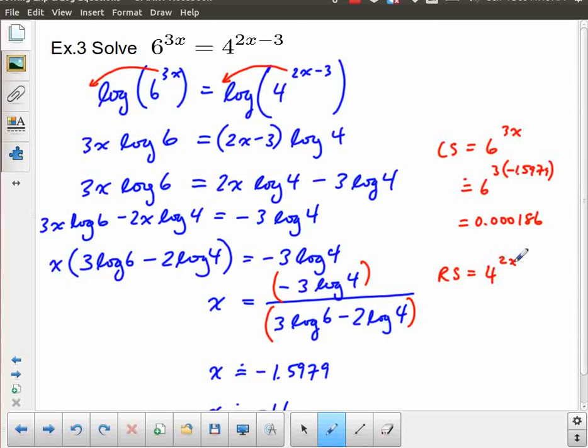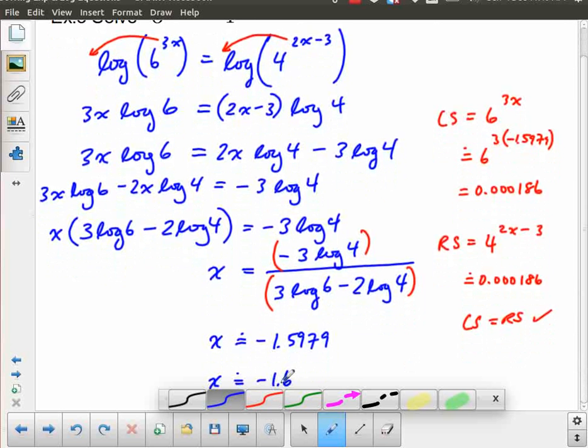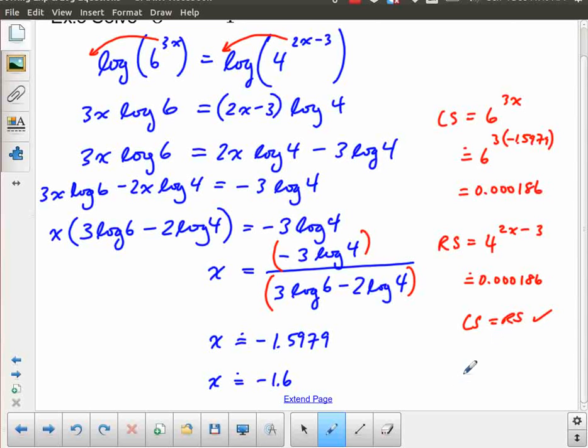4 to the 2x minus 3. I'm just going to go ahead and do that one on my calculator. So that's 4 to the power, bracket, 2 times negative 1.5979 minus 3, close bracket, equals, and I got 0.000186. So I didn't lose any precision, at least enough so I can convince myself that left side is equal to right side. So keeping those decimals, if I had done this same thing with negative 1.6, I think you would have seen the left side and right side would have been close, but they wouldn't have been this close.